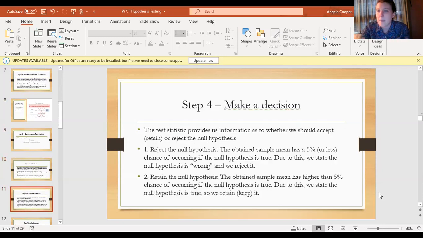Step 4. Make the decision, okay? You've got two choices here. You can either reject the null hypothesis or retain the null hypothesis. Rejecting it is saying that the obtained sample mean that we started with has a 5% or less chance of occurring if the null hypothesis was true. Since 5% is our threshold that we determined in step 2, our level of significance, if it's less than 5%, reject. If it's greater than 5%, we'll retain.